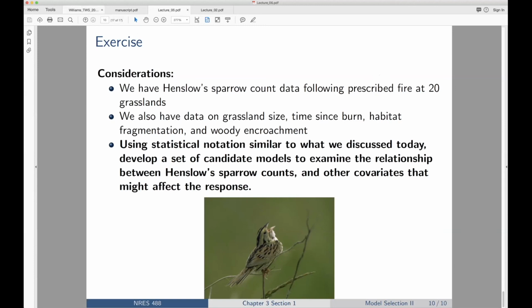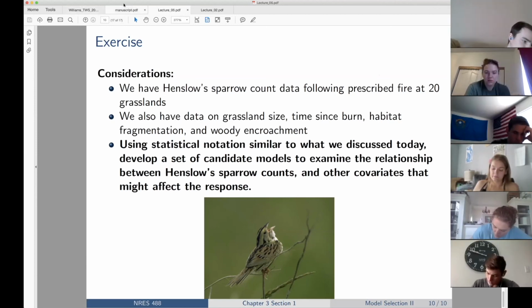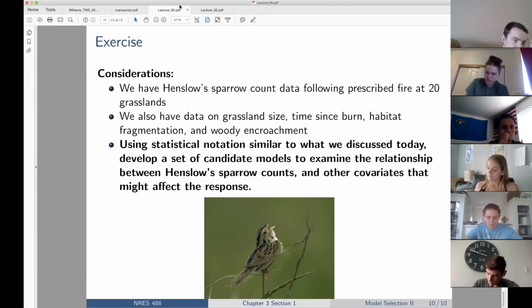Quick question. Are the grassland size, the time of burning, the fragmentation and the encroachment supposed to be kind of like the precip, temp and area? Yeah, those are the covariates. That's right. So basically you're wanting us to just plug those in to where area, temp and precip would normally be? That's pretty much it. Yeah. And develop a set of three different models from those covariates. Okay, perfect. Thank you.